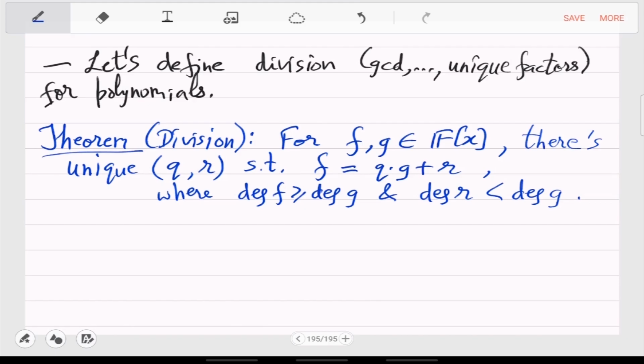Okay, so the degrees are sorted. Degree of f is greater than or equal to degree of g, and degree of g is greater than degree of r. We'll find an r and we'll find a q, and they will be unique. Right? So you can think of f and g as integers. So whatever we did for integers, we can do here. So what did we do for integers? Yeah, maybe first you have to see this as an example.